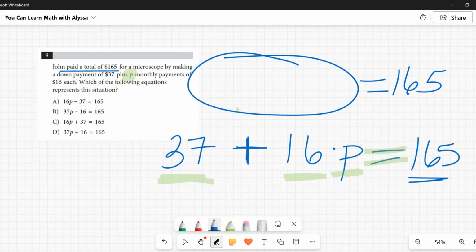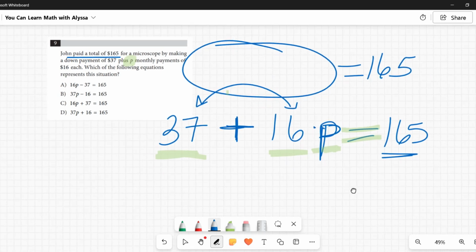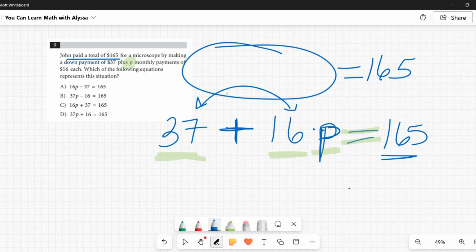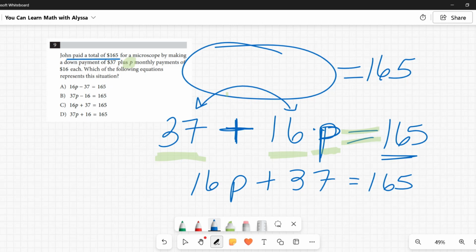And because this is being added, we have our variable, usually the variable goes first, we can reverse those. That's called the commutative property of addition, that you can change the order. That's the only way I remember it, because commutative starts with a C, change starts with a C, so you can change the order when you're adding. So let's change that order to be 16P plus 37 equals 165. And if we look up here, that is C.